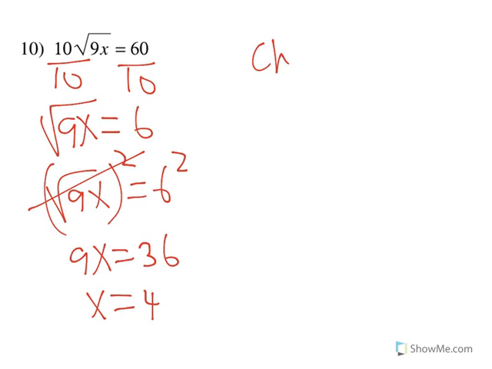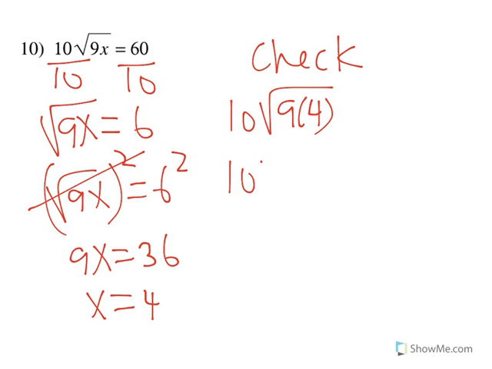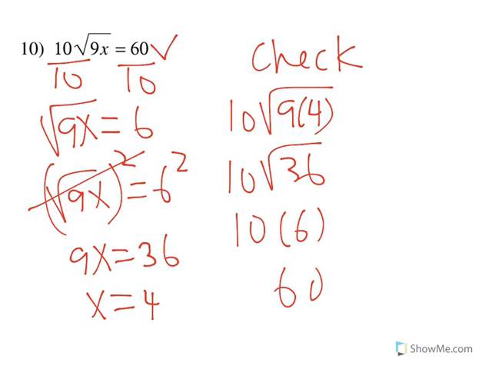And we need to check our work. 10 times the square root of 9 times 4, so 10 times the square root of 36, so 10 times 6 gives us 60, which is the same as the original. Okay, so that's the end of our day 1 notes.